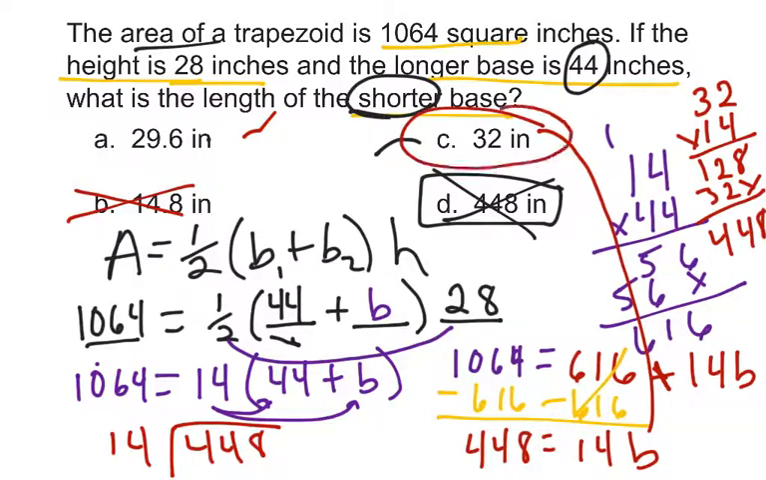So in this case, I'm using some different strategies to figure out that the correct answer is 32 inches. So I hope that helps you in analyzing your future problems, especially when you have to use the distributive property to figure out a missing base in the area of a trapezoid.